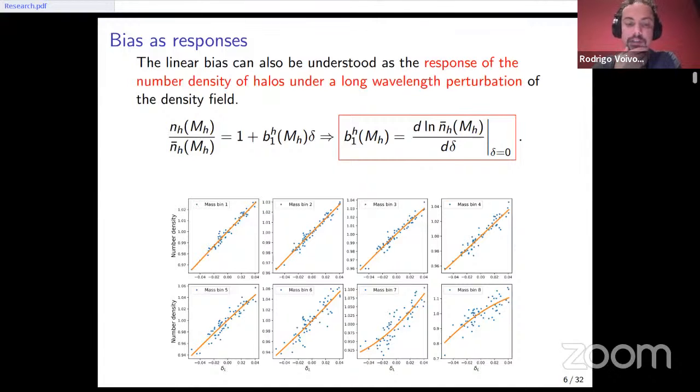And in this figure here, you can see the number density of halos on the y-axis as a function of the long-wavelength perturbations of the density field. The different panels are just different mass bins. And we see that this relation is quasi-linear for the low-mass halos and more non-linear for the high-mass halos. But the slope of these curves here is just b1, which is another way to understand b1.